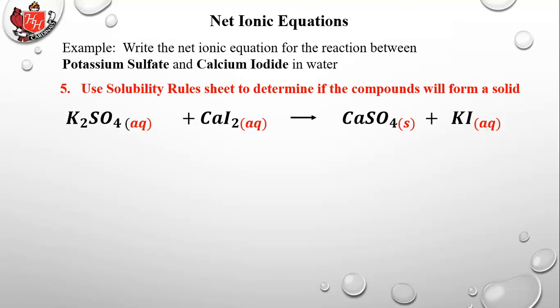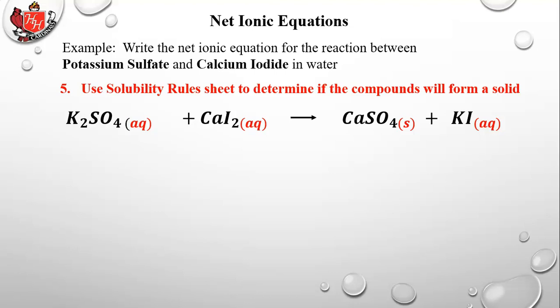Next, we go across and we look at calcium sulfate. And if you look at your solubility rules, you see that sulfate is soluble with anything except for 5 elements, except for 5 cations. And one of those is calcium. That means calcium sulfate will not dissolve in water. So it forms a solid. And so that's going to stay together as a solid.